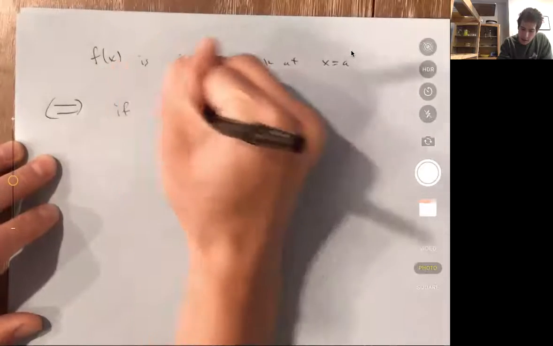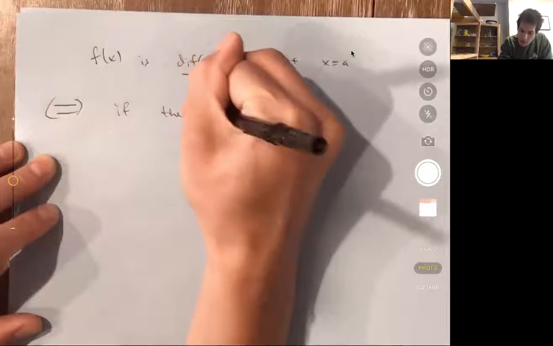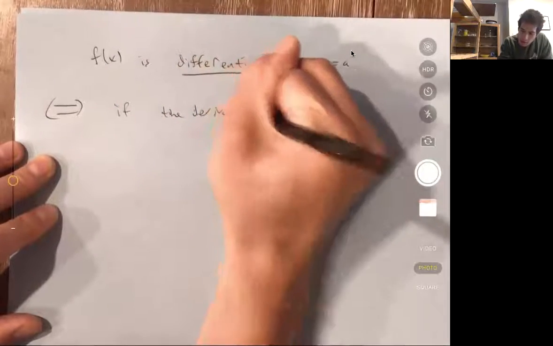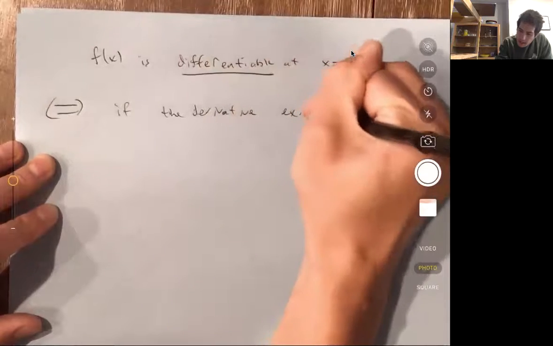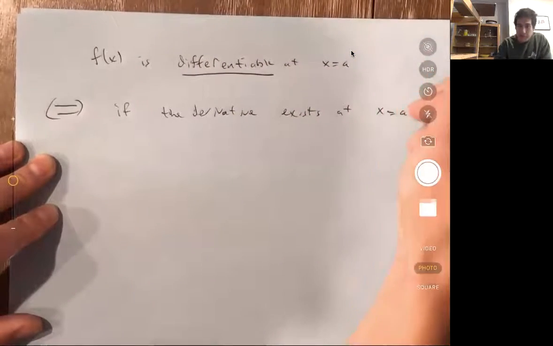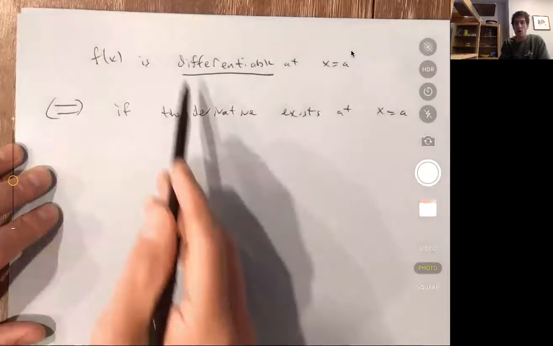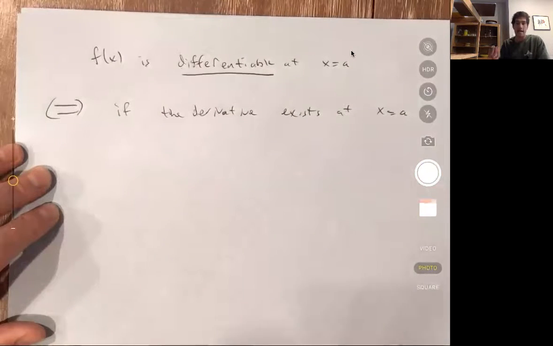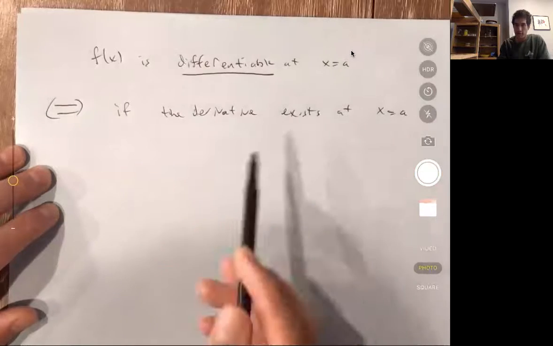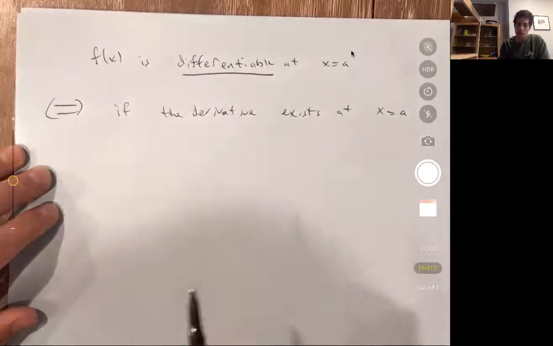So if the derivative exists at x equals a. So if the function has a derivative at this point, then we call it differentiable. This double arrow means these two are equivalent, which means they're the same exact statement. Okay, so if the derivative exists at x equals a, we call the function differentiable.